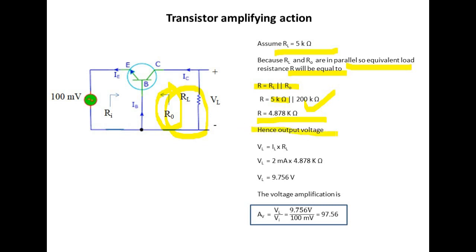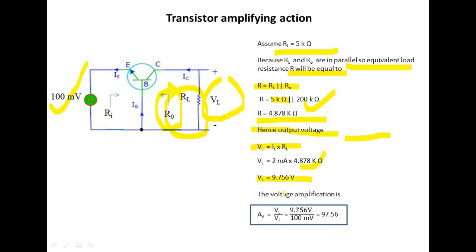Now we can find the output voltage. We know that V equals I into R, because we have to find the output voltage VL. Output voltage VL will be equal to the output current into the equivalent load resistance. That is VL is equal to 2 milliampere into 4.878 kilo ohm. After solving, we get VL equal to 9.756 volt. Here we see input was just 100 millivolt, but we are getting 9.756 volt as the output voltage.